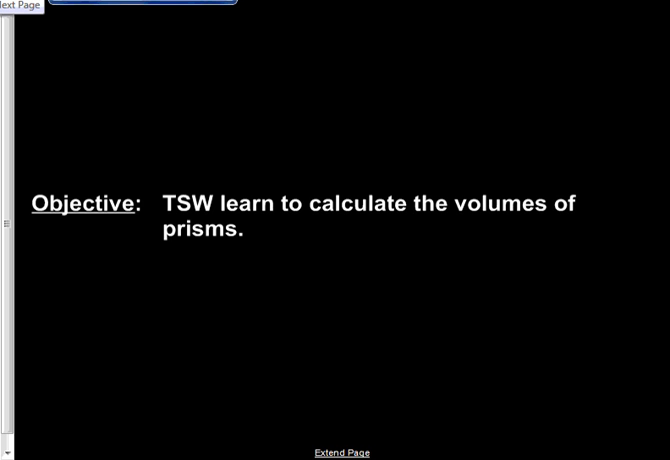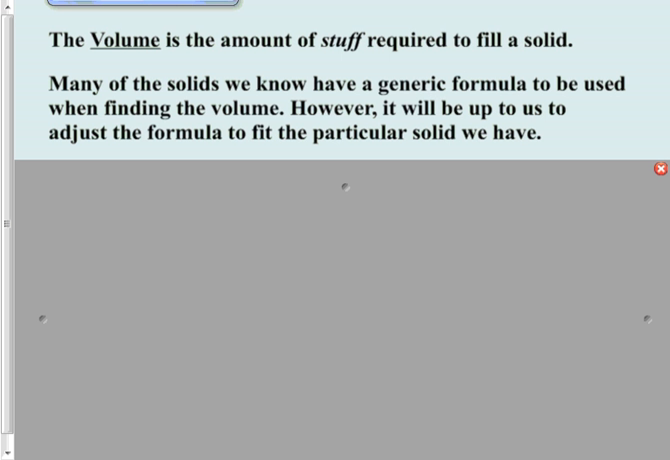So let's get started. First thing we need is a basic definition for volume, and once again, my highly technical definition here. The volume is the amount of stuff required to fill a solid. Now, as always, the stuff is the units of measure. Okay, inches, centimeters, kilometers, whatever it is. Okay, volume is the internal part of the solid.